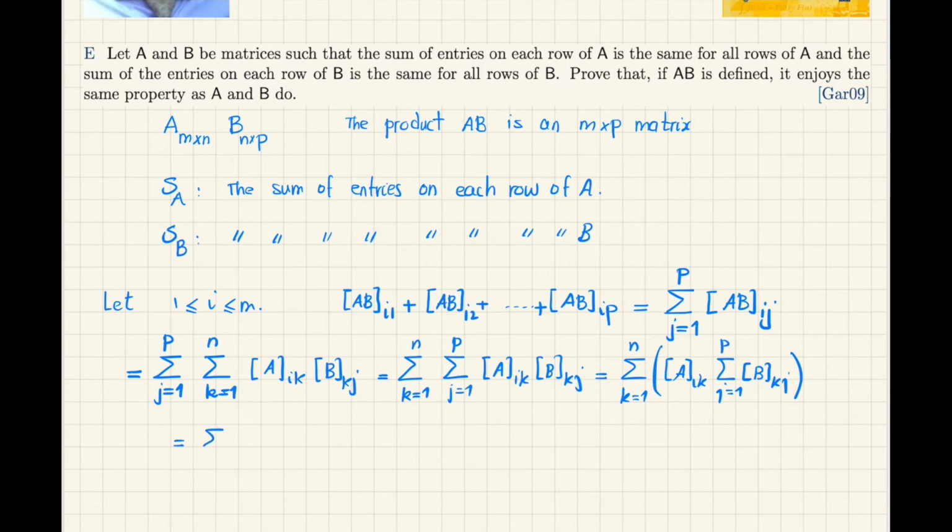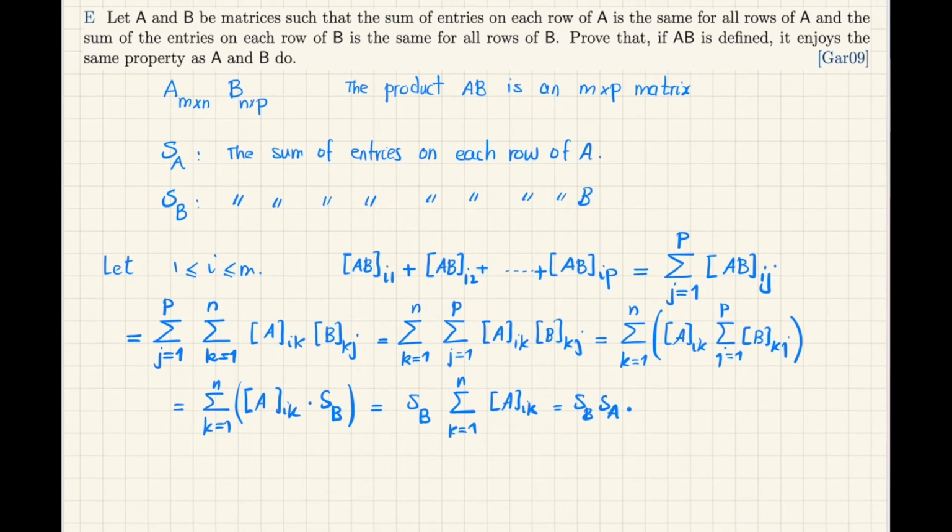So then this becomes sum, k goes from 1 to n, and then I will have a sub ik multiplied by SB. Yes? But this SB is a constant, so I can pull it out from this sigma. Then it becomes sum from k to n, and then I will have a sub ik. Now if I ask you what is this one, these are the entries on the ith row of matrix A. k goes from 1 to n, so I am adding all the entries on the ith row. But according to the assumption, this number is SA. So this becomes SB times SA.